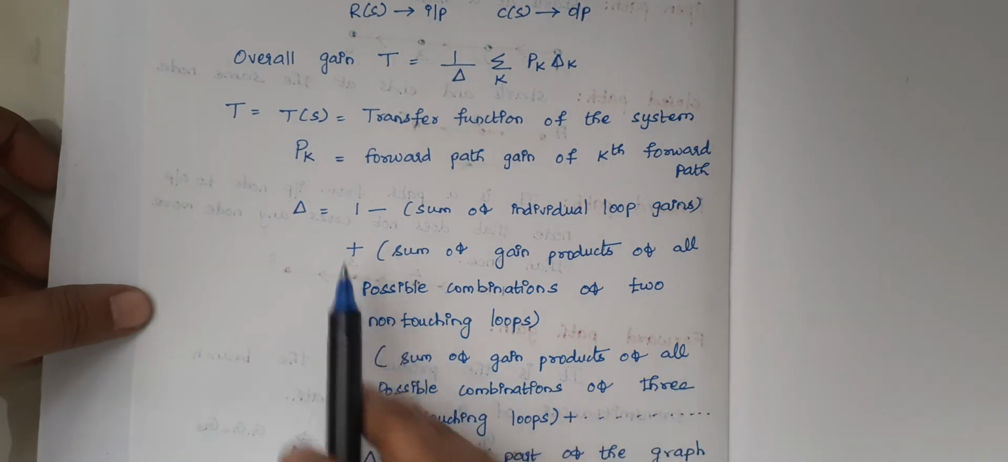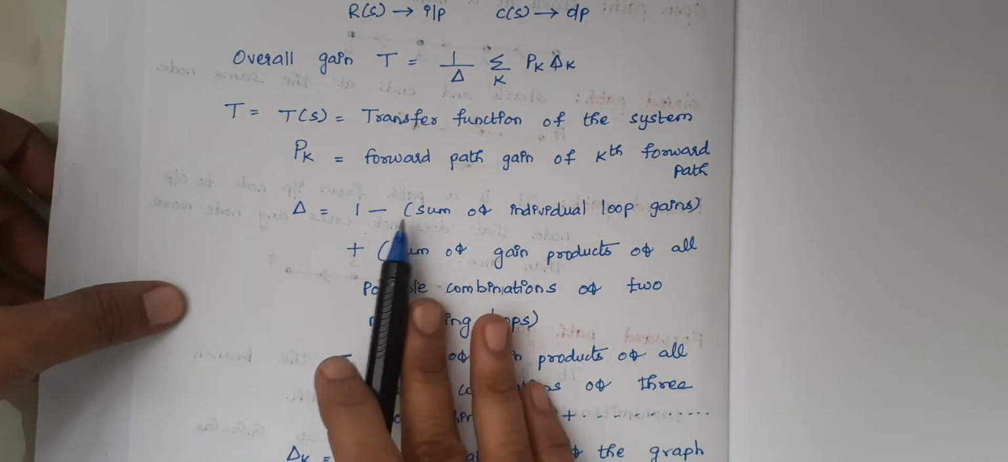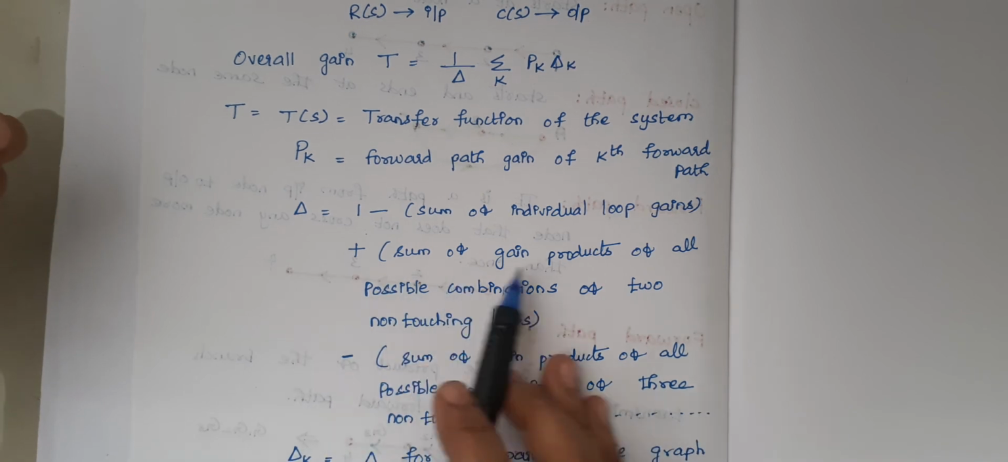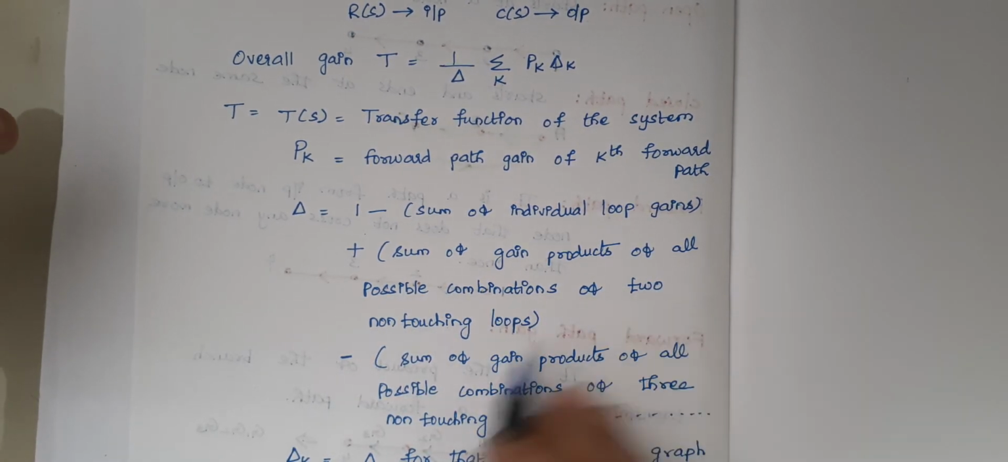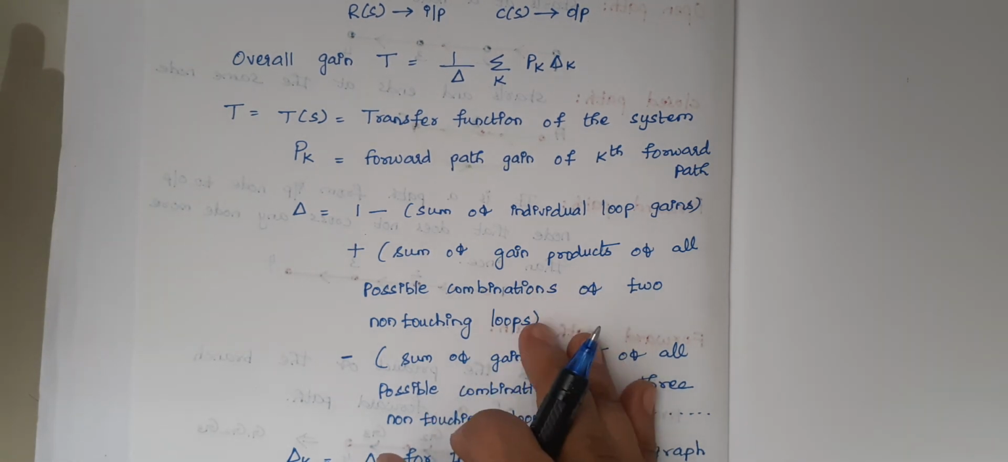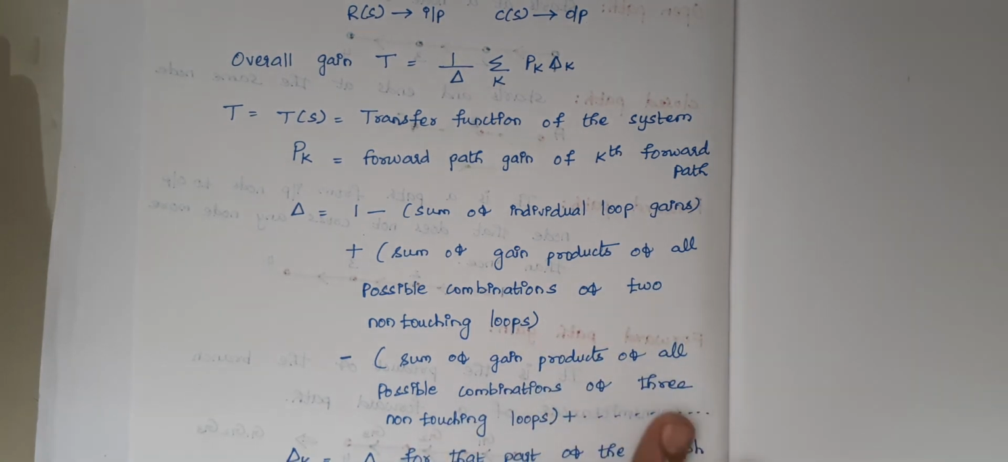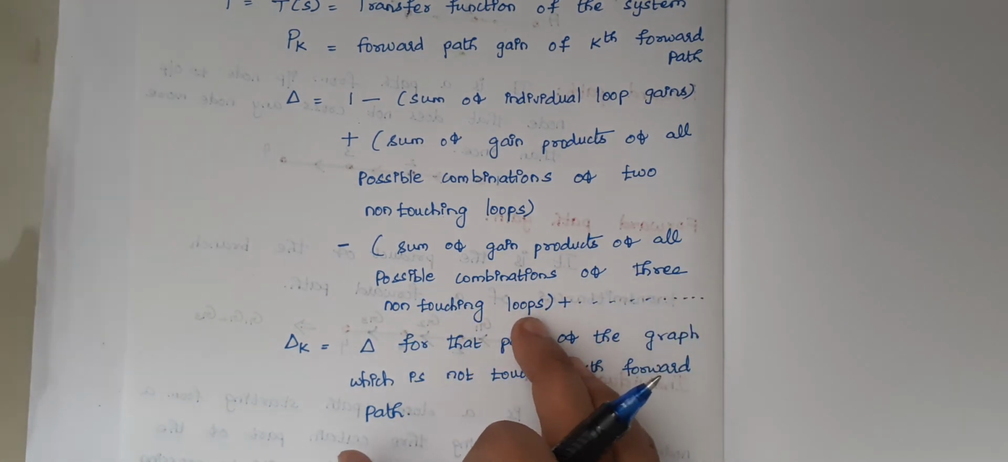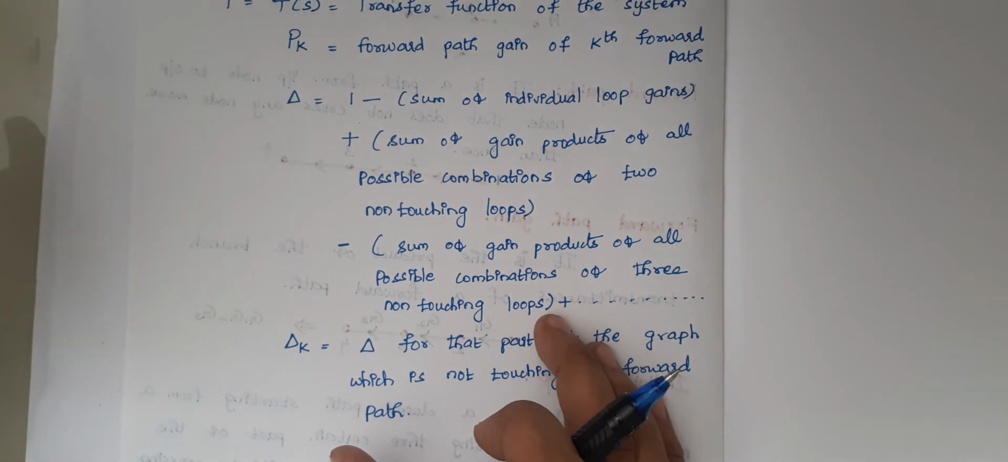Then del. So here del is nothing but, this is a formula, 1 minus the sum of individual loop gains. So here you have to find the individual loops and their gains, plus the sum of gain products of all possible combinations of two non-touching loops. You have to find the gain product of two non-touching loops if available in the problem. And the third one is again the sum of gain products of all possible combinations of three non-touching loops. Suppose the given signal flow graph has three non-touching loops, then you can find the gain product. Right, this seems to be quite confusing, but whenever we enter into solving problems, it will be quite easier. I will explain it while solving problems.